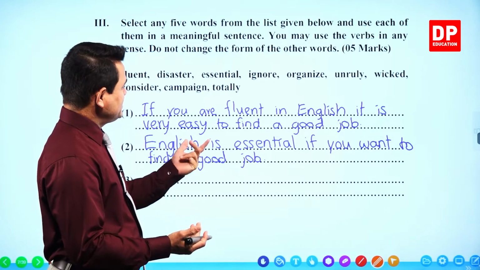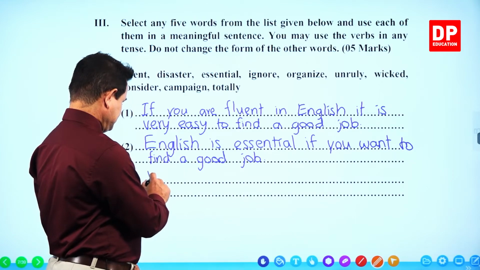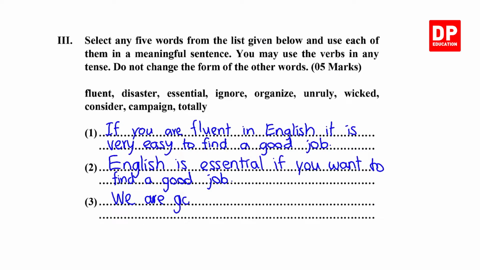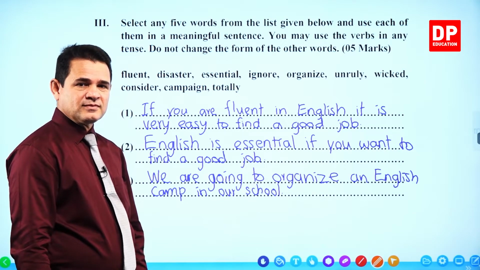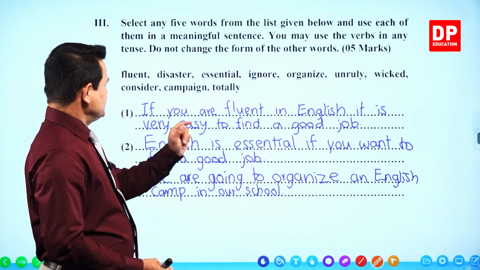And let's try another one. Now organize we used. Then කතා කරා නේද? We are going to organize. Yeah, we're going to use this one. We are going to organize an English camp in our school. We are going to organize an English camp in our school during the next month. Right?